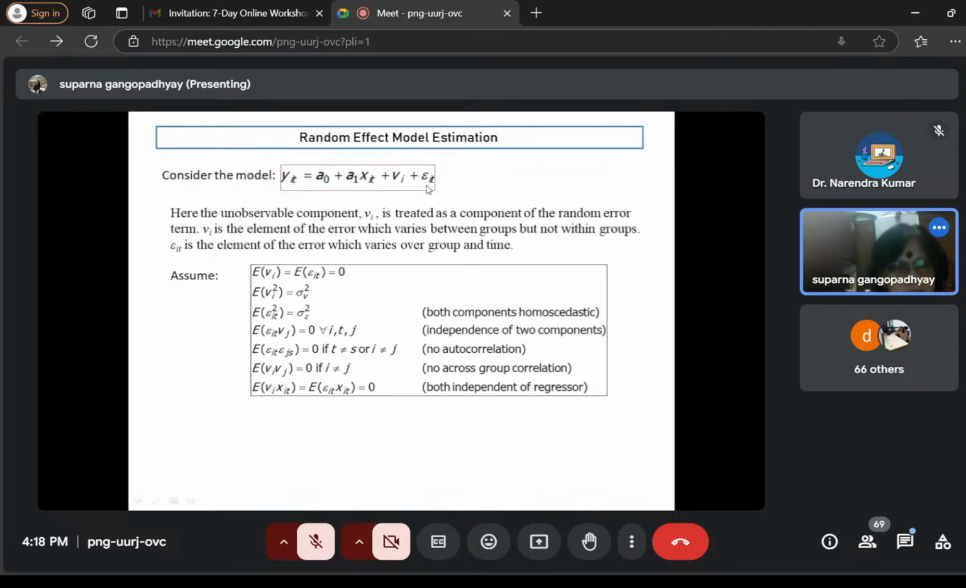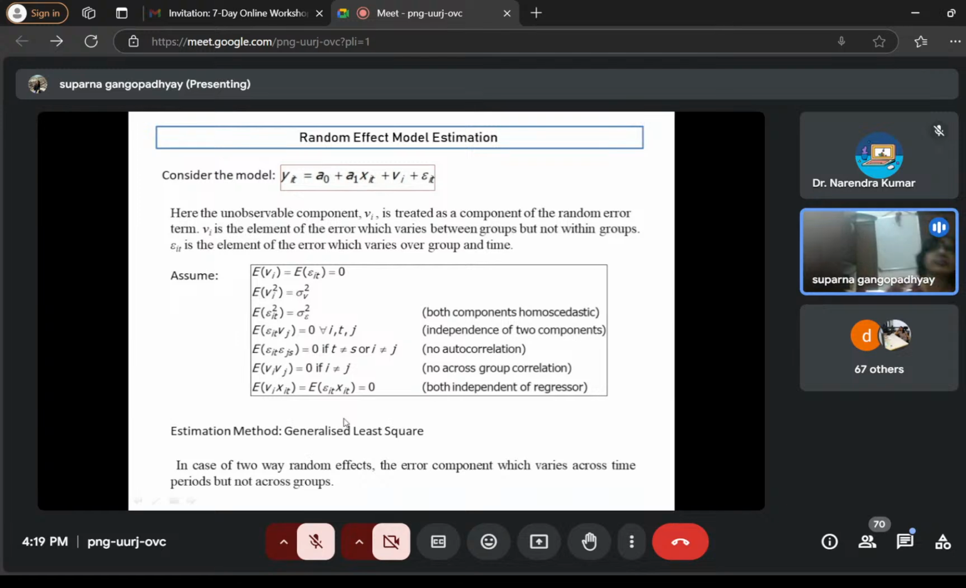Now these are your standard assumptions. That means here the classical error mean is 0. The expectation of vi square, that is the variance of the random error part, is sigma square v. The variance of the idiosyncratic error is sigma square e. This is homoscedasticity. And these vi and epsilon it, these two random error parts, are not correlated. So autocorrelation is not there. That means epsilon it and vj are not dependent. Clear? This covariance is 0, this covariance is 0 also. This is non-autocorrelation. And group correlation is also avoided.